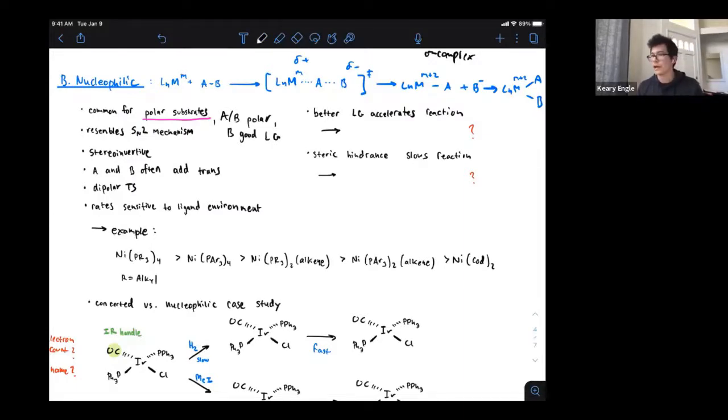It resembles an SN2 mechanism. And like an SN2 mechanism, if A is a stereogenic fragment, it would be stereoinvertive at A. One of the diagnostic features in terms of product outcome is if you see overall trans addition. So you have, say, d8 square planar, and the product has the A and the B groups added in a trans orientation to now give an octahedral complex. That would be an indication that it was a nucleophilic mechanism.